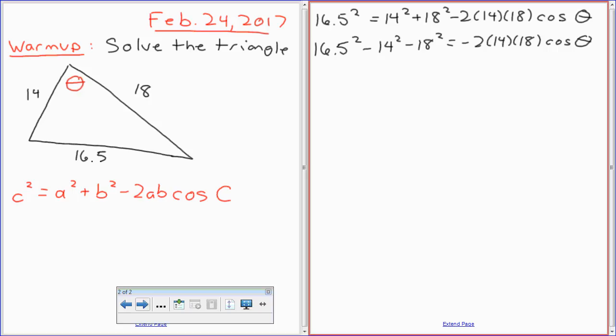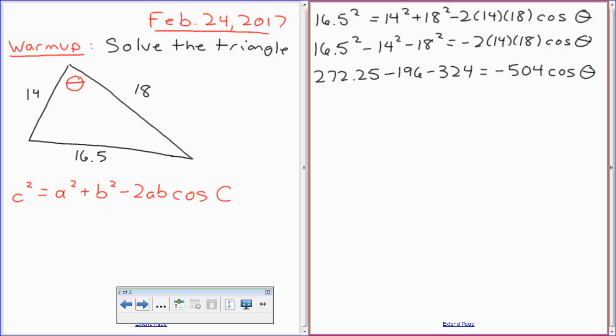Okay, can somebody please get out their calculator and calculate that for me? Go ahead, please. 272.25 minus 196 minus 324 equals... equals negative 247.75. And then 2 times 14 times 18 is 504 cos theta.